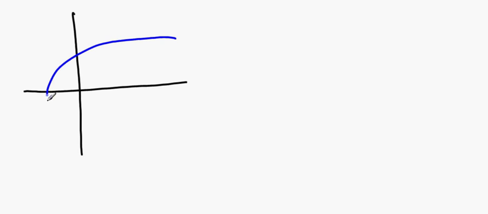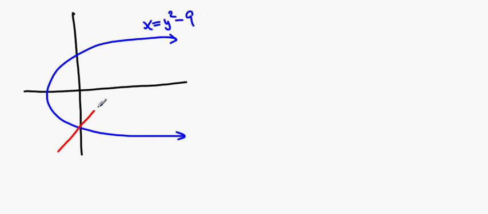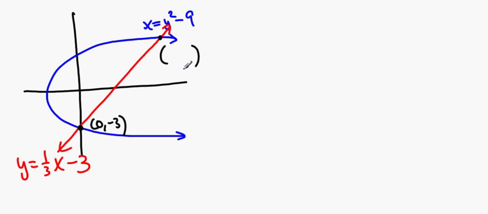Let's consider this parabola. This is a sideways parabola. This is the parabola x is y squared minus 9. And let's consider this line. This line is y equals 1/3 x minus 3. And you'll notice that they cross in two places. They cross at 0, negative 3, and they cross way out here, figure not drawn to scale, at 27, 6. And what I'd like to do is find the area between those curves.